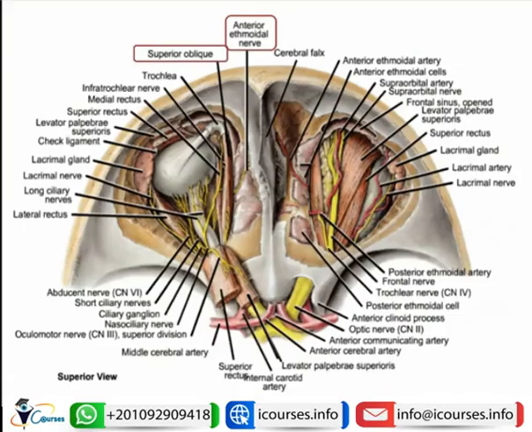Here we can see that above the medial rectus will be the superior oblique, and in between the superior oblique and the medial rectus will be the ethmoidal nerves and arteries and the infratrochlear nerves. Then medially will be the ethmoidal air cells, as you can see here.